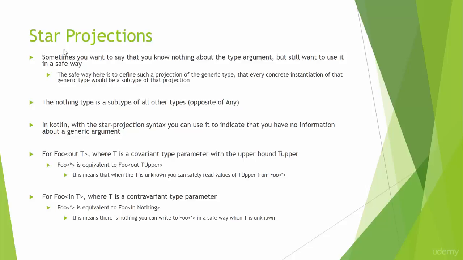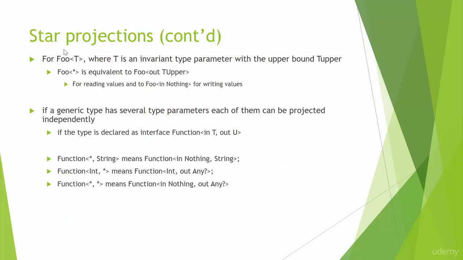If you say Foo<in T>, where T is a contravariant type parameter, Foo<*> is equivalent to Foo<in Nothing>. This means there is nothing you can write to Foo in a safe way when T is unknown. Nothing is the opposite of any. So for Foo<T>, where T is an invariant type parameter with the upper bound TUpper, Foo<*> is equivalent to Foo<out TUpper> for reading values and to Foo<in Nothing> for writing values.